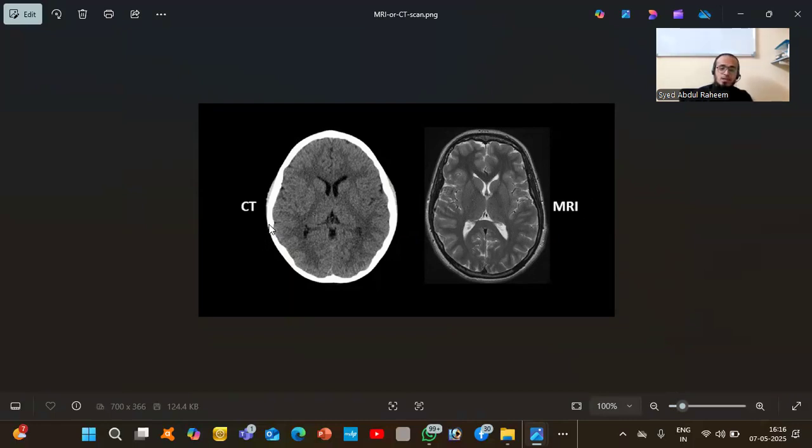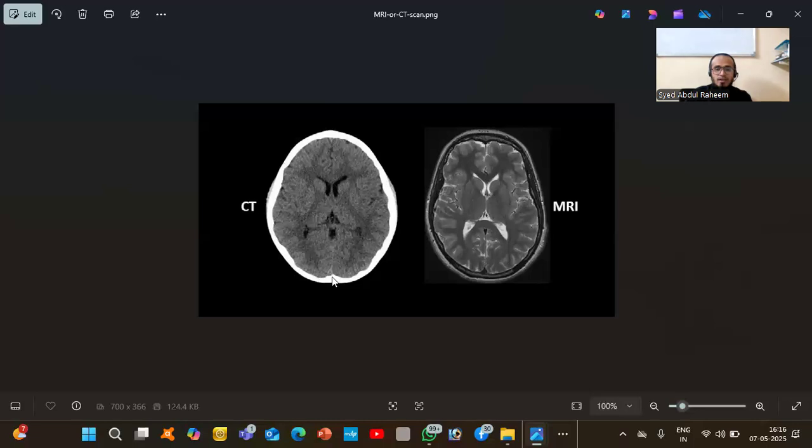CT scan, computer tomography. Whenever a film comes to your hand, mostly nowadays brain scans are done in large numbers, because most persons are suffering from brain stroke, hemorrhagic stroke, due to numerous reasons. In the CT scan, this is the brain, this is the skull. The skull is the protector of the brain.